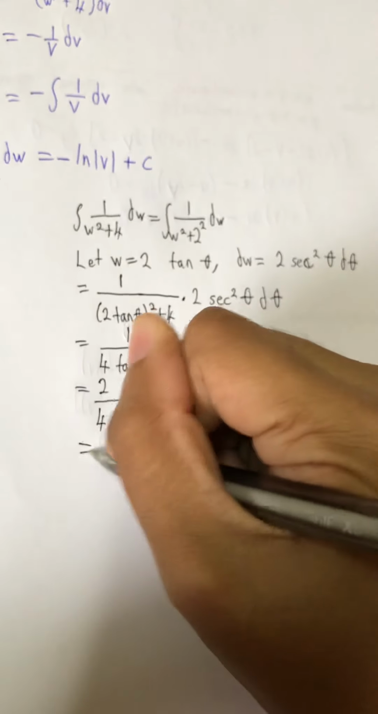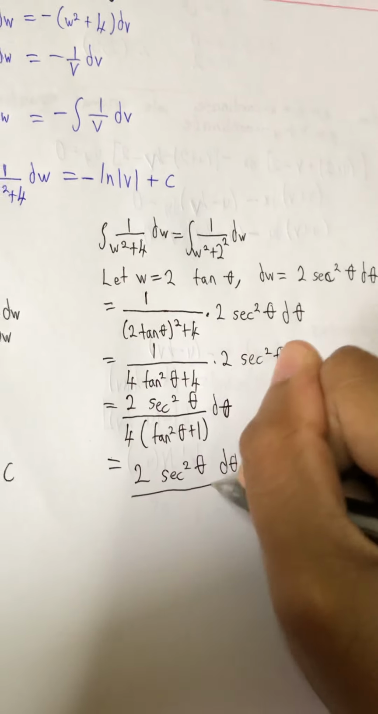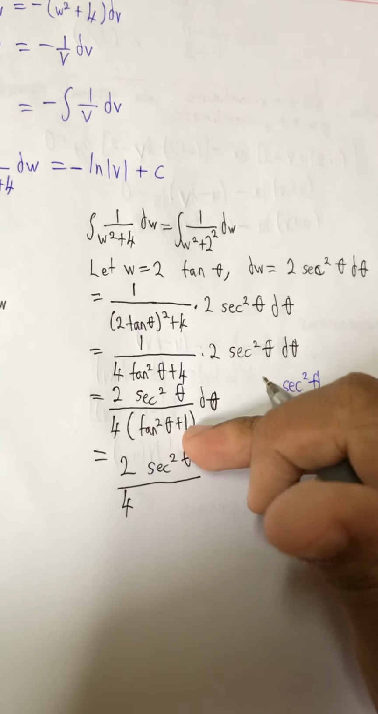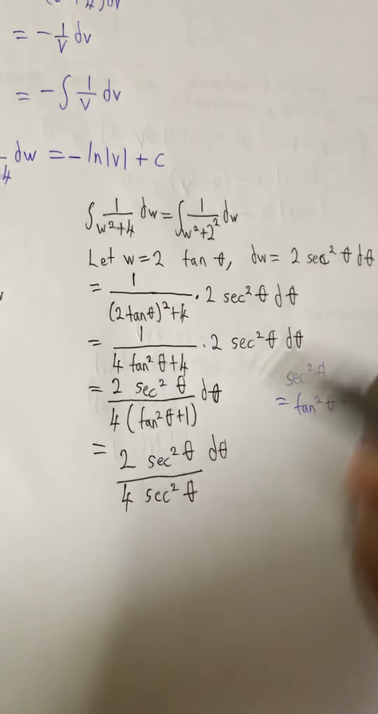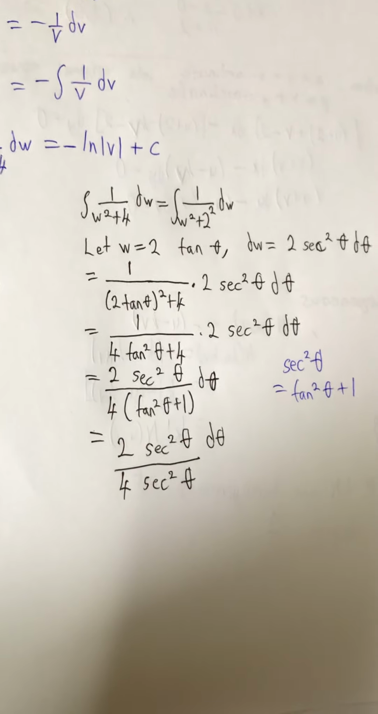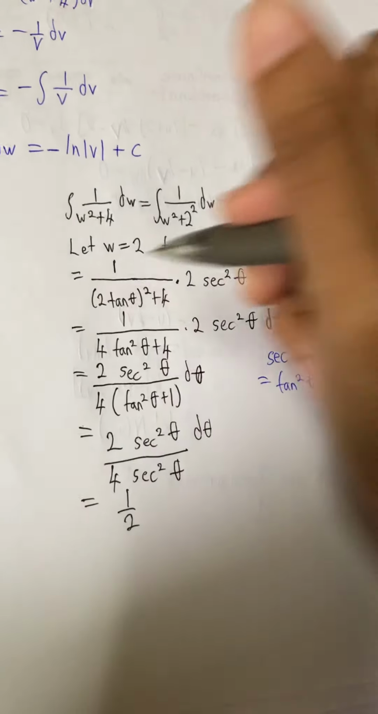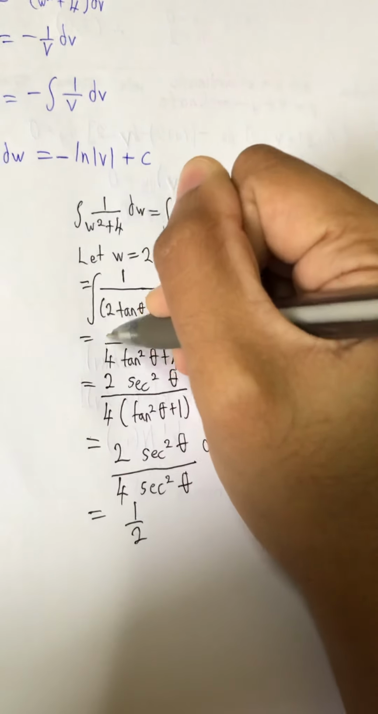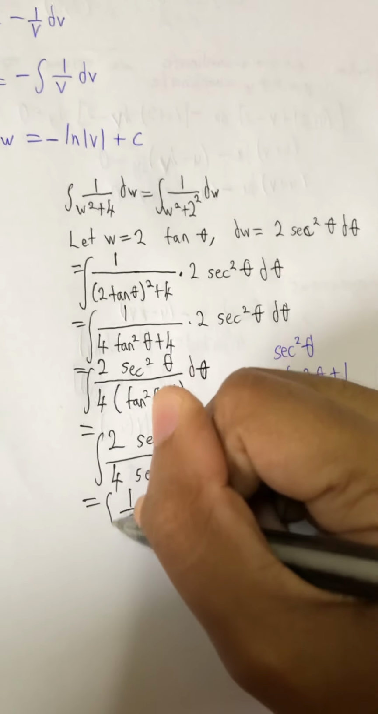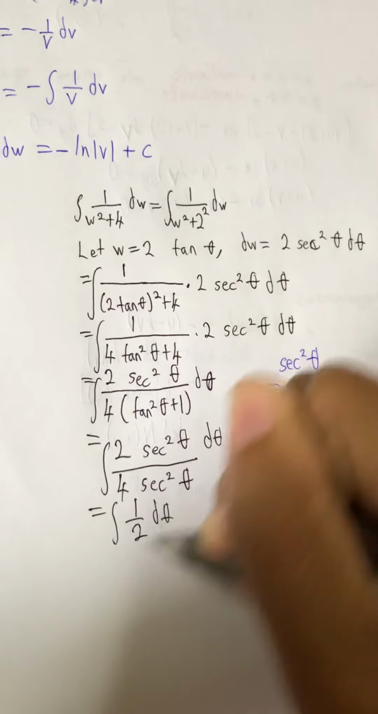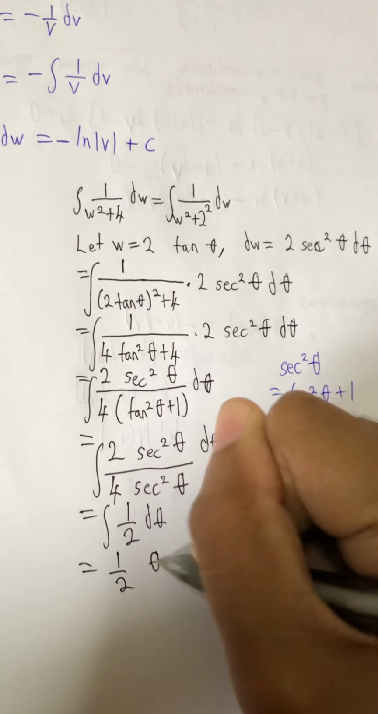So it will become 2 sec²θ dθ over 4, and tan²θ + 1 is equal to sec²θ. So we can simplify it. So it will become 1 over 2. Sorry, here I forgot the integration. So here is actually integration. So we get the integration of 1 over 2 dθ. So it will become 1/2 θ + c.